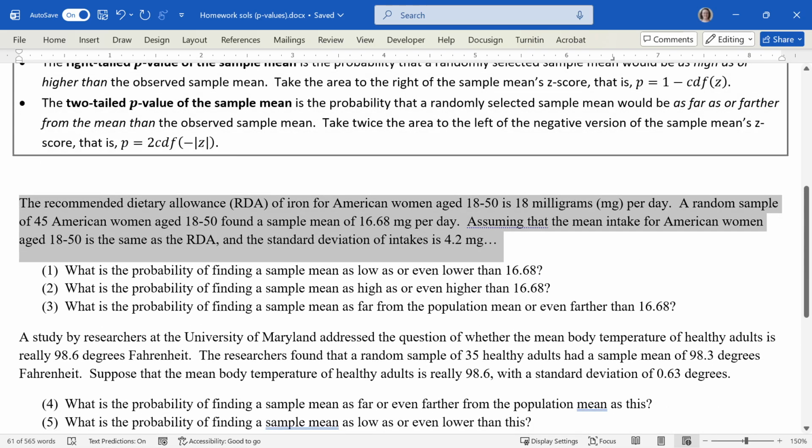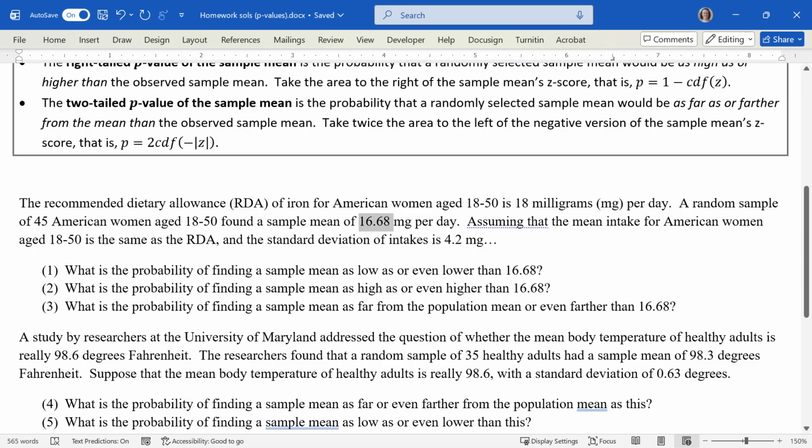The recommended dietary allowance, RDA, of iron for American women aged 18 to 50 is 18 milligrams per day. A random sample of 45 American women aged 18 to 50 found a sample mean of 16.68 milligrams per day. Okay, so this is a little bit lower than the recommendation of 18. So assuming that the mean intake for American women aged 18 to 50 is the same as the RDA, and the standard deviation of intakes is 4.2 milligrams. So now we have three questions.